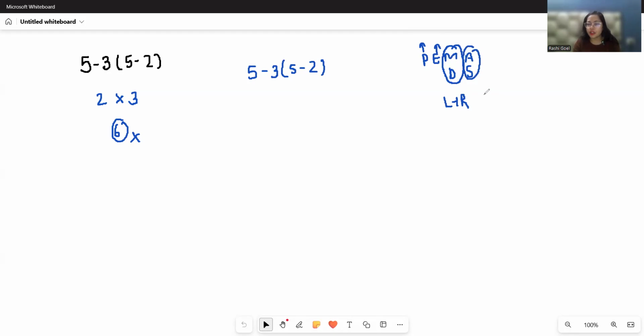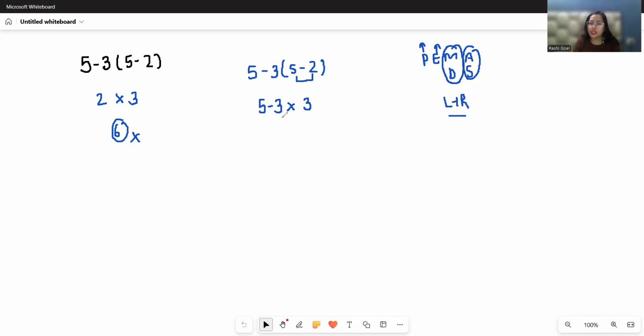Similarly, addition and subtraction have the same priority, but you have to solve them from left to right. So let's solve this. First we have to solve the parenthesis. So rewrite the left out term. So 5 minus 3. Here 5 minus 2 is 3 and we'll put a multiplication sign here.